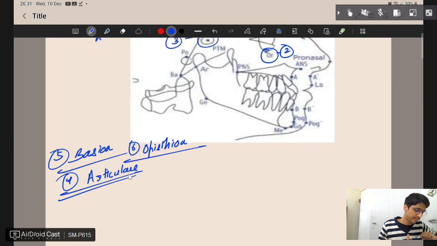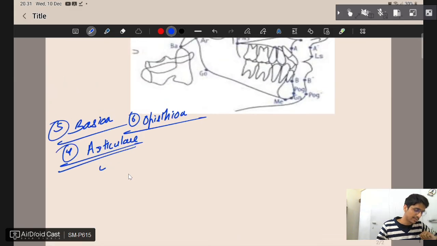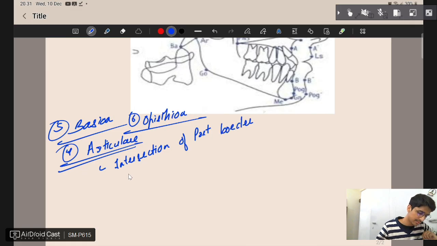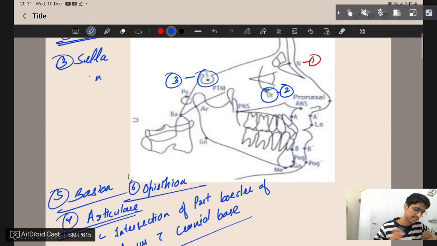It's a bit complex, so I will just repeat. It's basically the intersection of the posterior border of the ramus with the cranial base. From the base of the cranium, one line is going like this. From the posterior border, one line is going like this. They intersect somewhere, but we have to take the midpoint of this line. So this is articulare. Okay, easy.